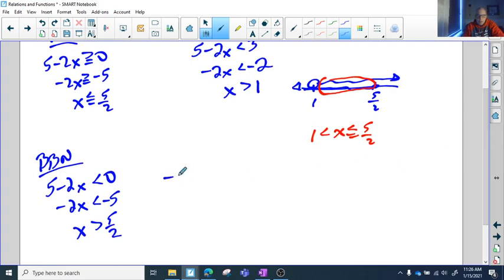So in order to switch it to a positive, I'm going to put a negative through to everything in the bars. And that would be less than 3. 2x is less than 8. X is less than 4.